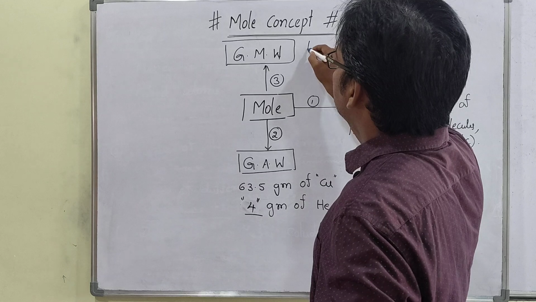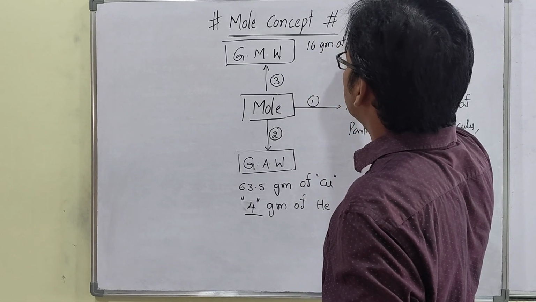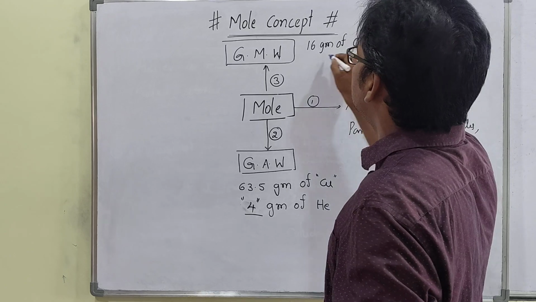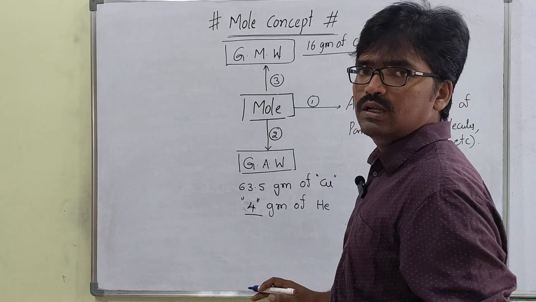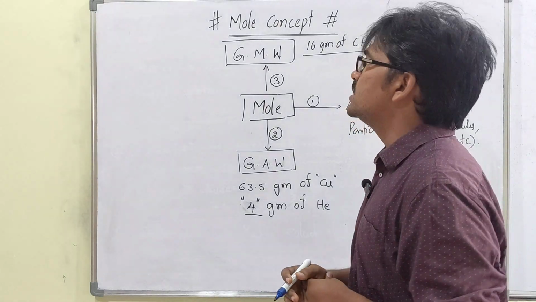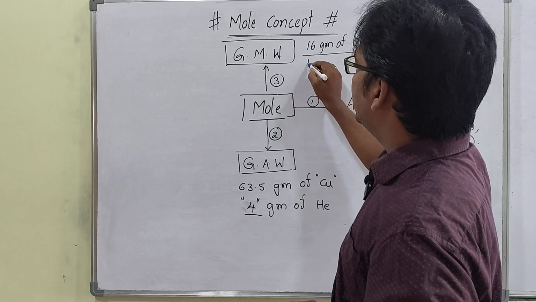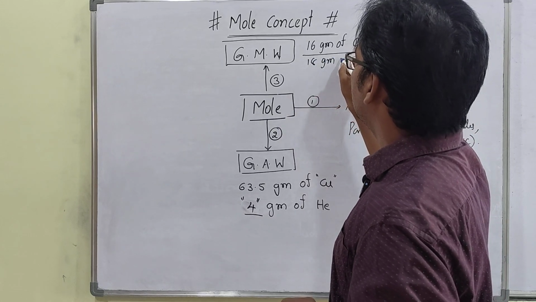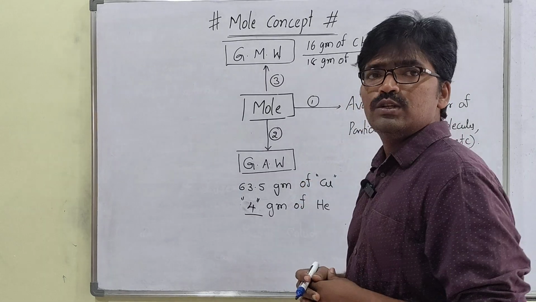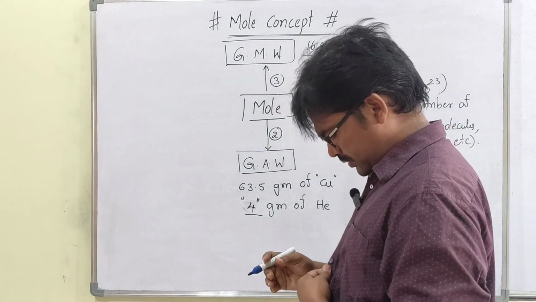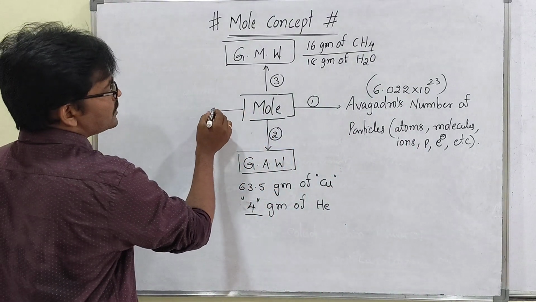For example, 16 grams of CH4. CH4 molecular mass is 16. If you take it in grams, it is 16 grams of molecular mass. Then one more example, 18 grams of H2O. Even this is equal to 1 mole. Understand, my dear students?